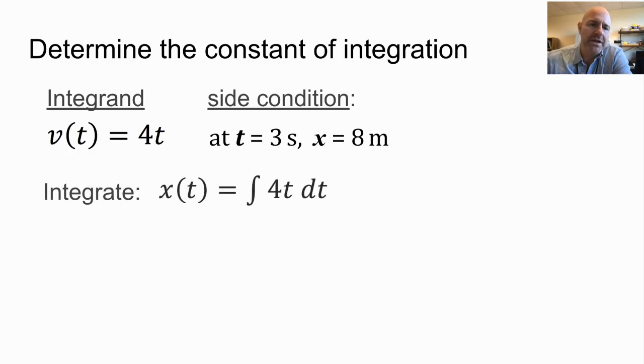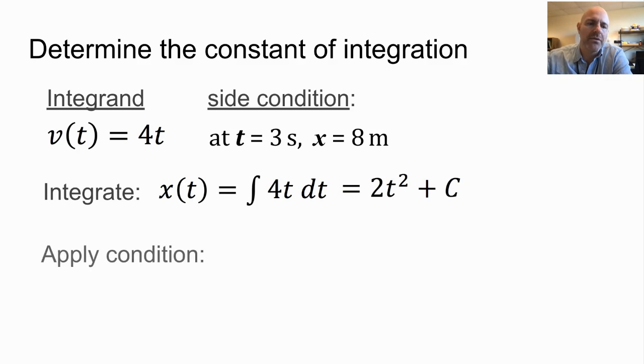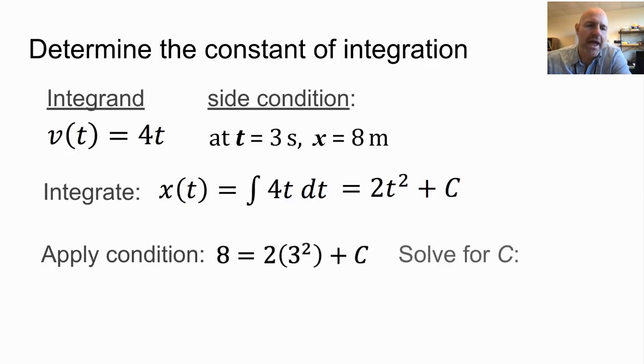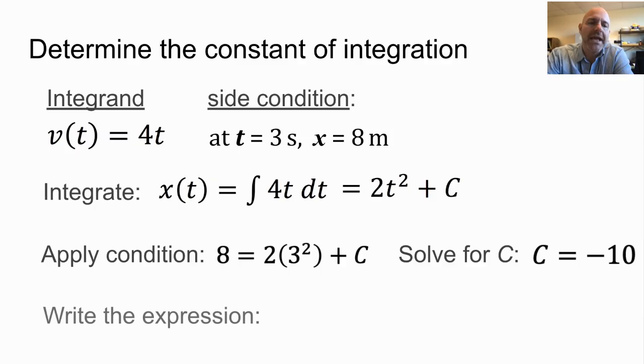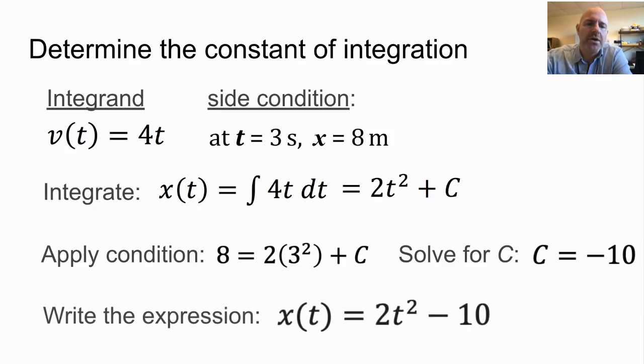But if we do the integration, take the antiderivative plus a constant of integration, we can say, well, at 3 seconds, the constant would allow our result to end up being 8 meters. We can solve for that, and we find that in this case, c is negative 10 meters. So we must have had our initial position of negative 10 meters. So we rewrite our position as a function of time as 2t squared minus 10.